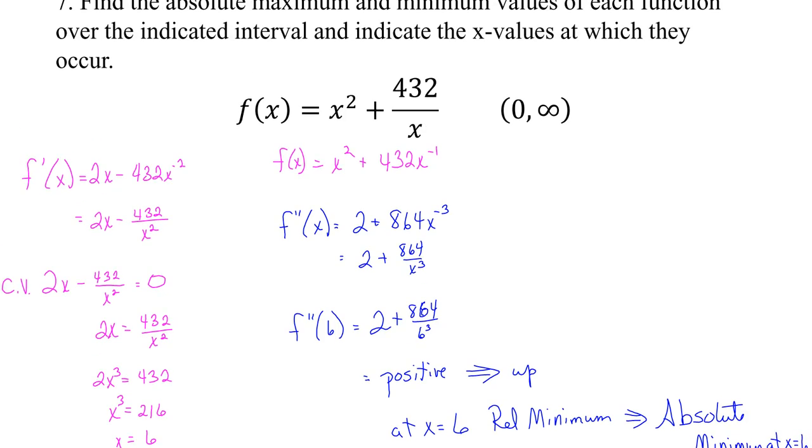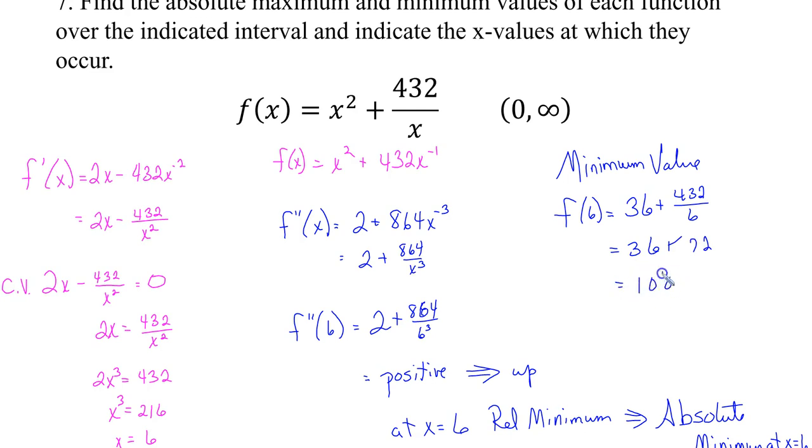Now, what is that minimum value? Well, how do we find it? We take that x value and we plug it back into the original function. So we need to find f of 6. So we're going to have 6 squared, or 36, plus 432 divided by 6. That should be a pretty nice number. I just don't know it off the top of my head. So if I divide that, 72. And so 108 is the minimum value at x is equal to 6.